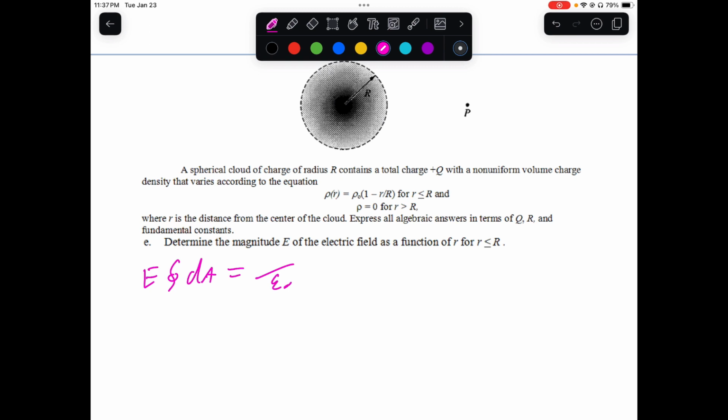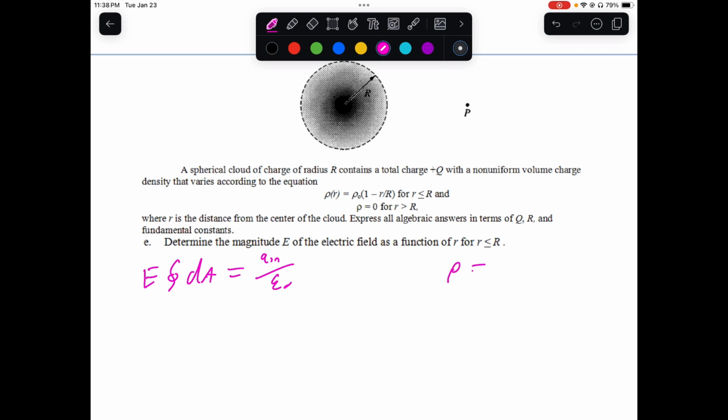So we're inside the cloud, so we've got some little charge enclosed. And we want it as a function of r, calculus. So what we really need is the electric field as a function of r. We need to know how the charge inside our little Gaussian surface varies as a function of r, because it's not constant inside anymore. It follows this thing. So we're going to have to play around with this charge density, this volume charge density idea again.